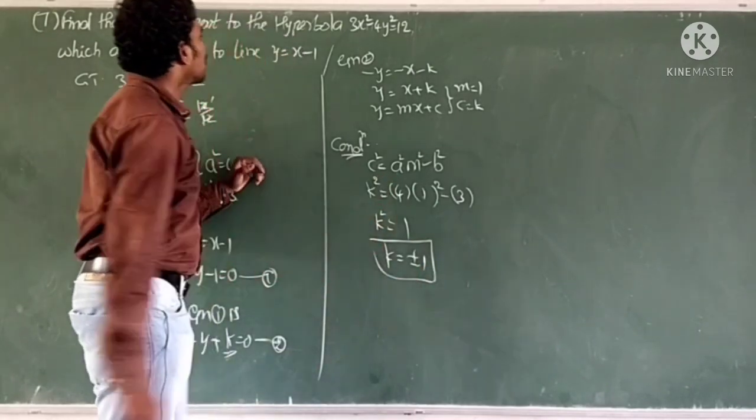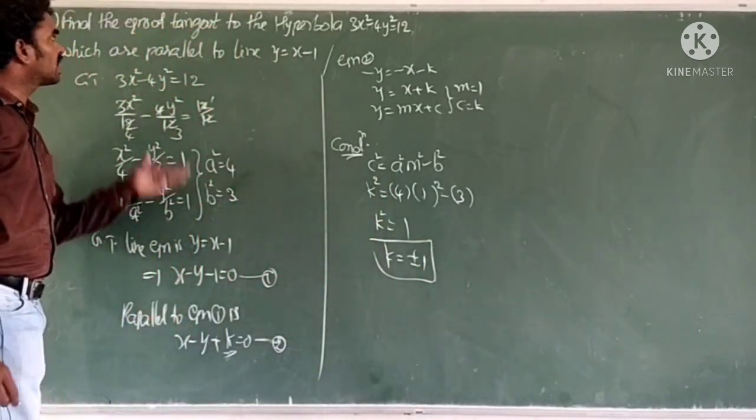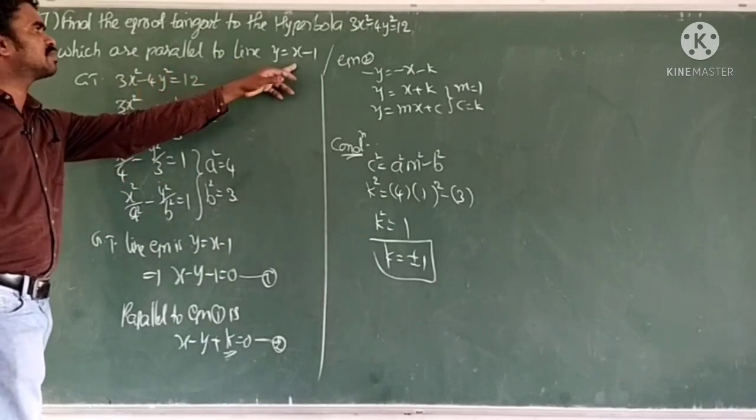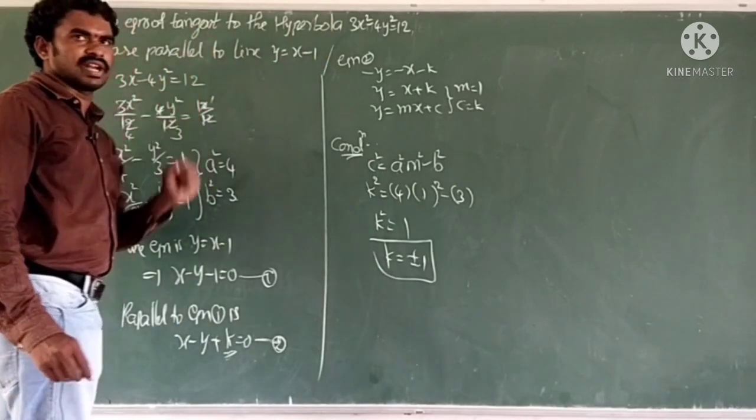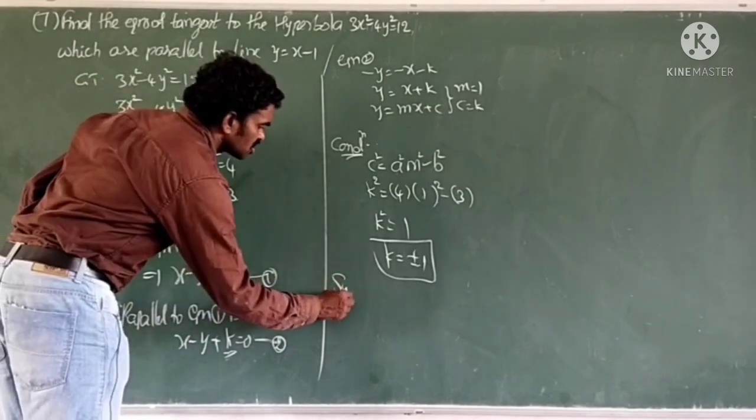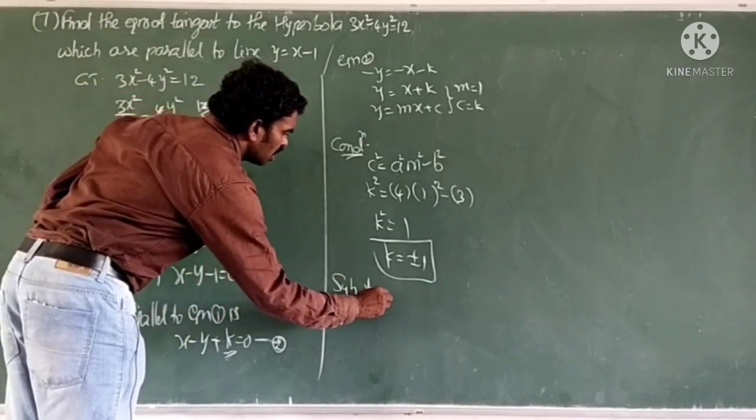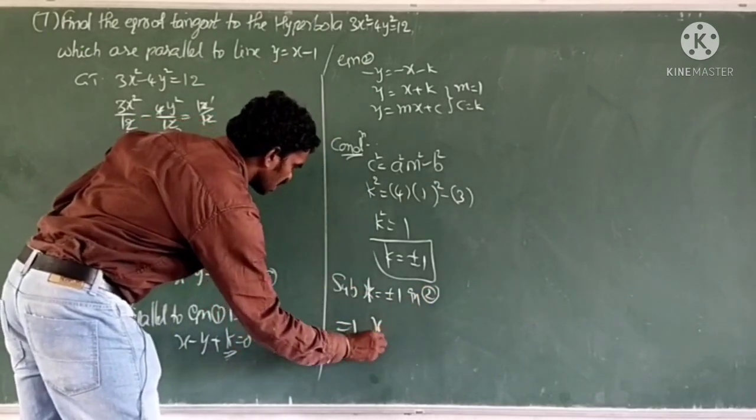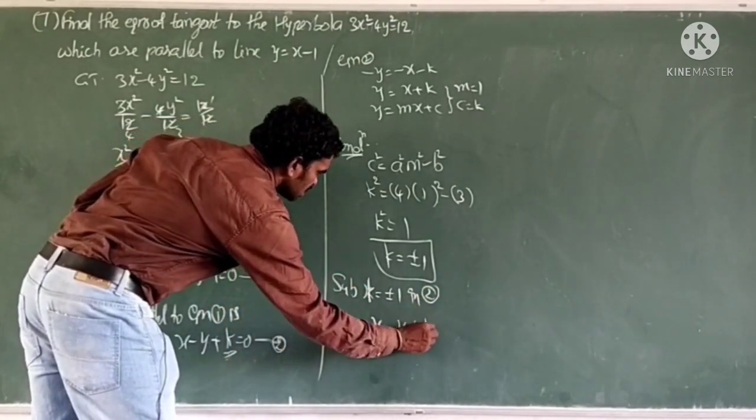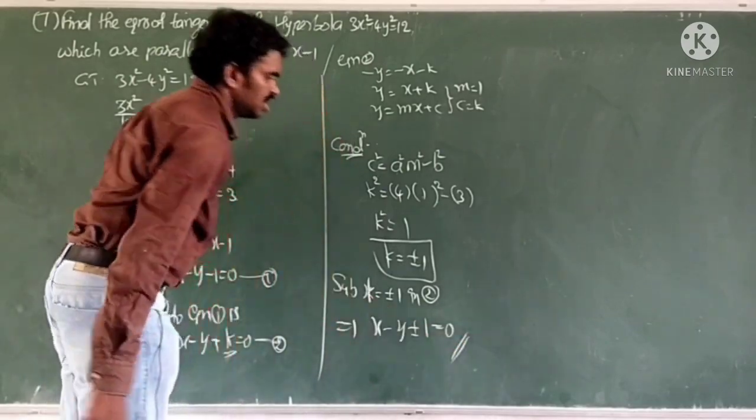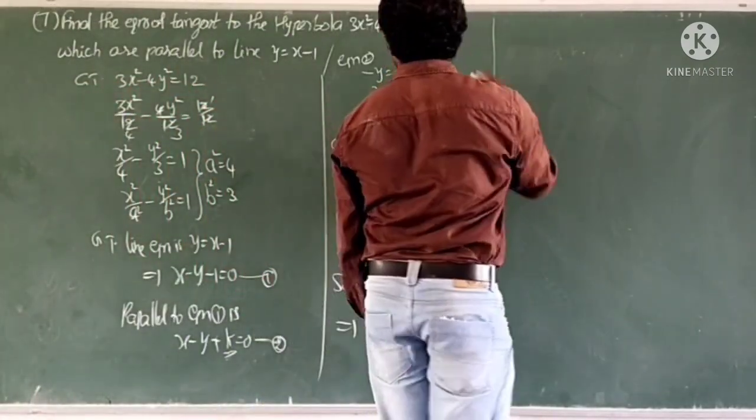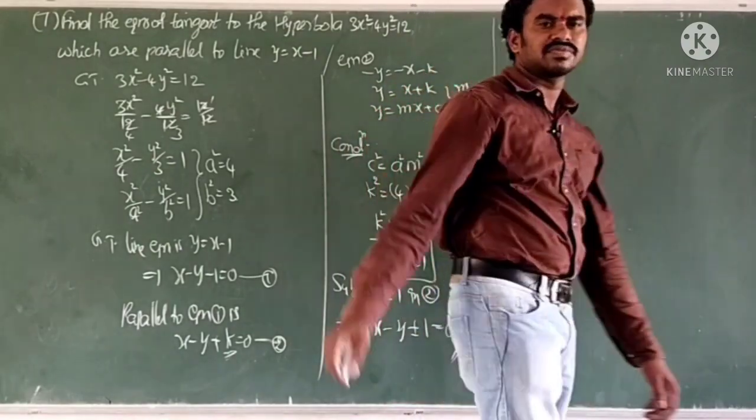Okay. So substitute in equation 2, we get the equation parallel to y equal to x minus 1 and tangent to the given hyperbola. So substitute k equal to plus or minus 1 in equation 2. Then equation 2 becomes x minus y plus or minus 1 equals 0. This is the answer. Next, same type of question, 8th one.